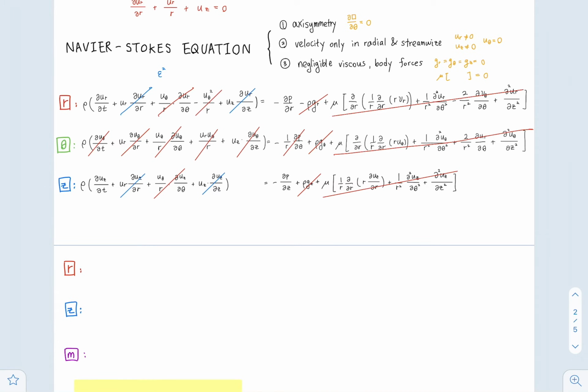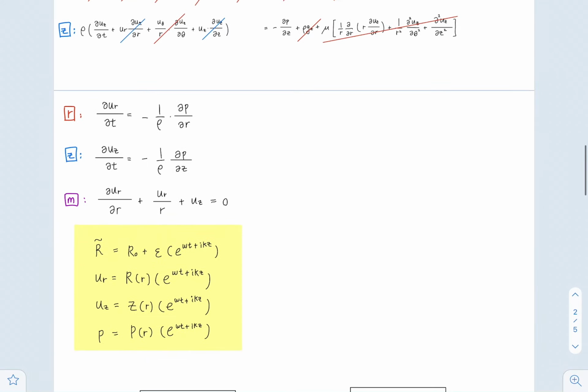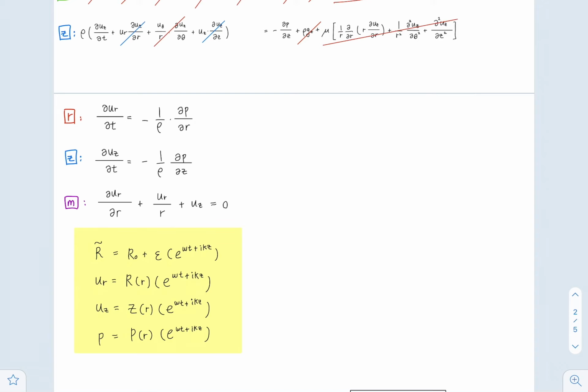Okay, so we will first write our r and z, and m is just from our mass conservation, which is equivalent to our continuity equation. So this was what we just derived from our continuity. So we have these three very nice looking equations. And now how are we going to solve these equations? Well, we are first going to substitute these functions in the yellow box inside the Navier-Stokes equation and the continuity equation.